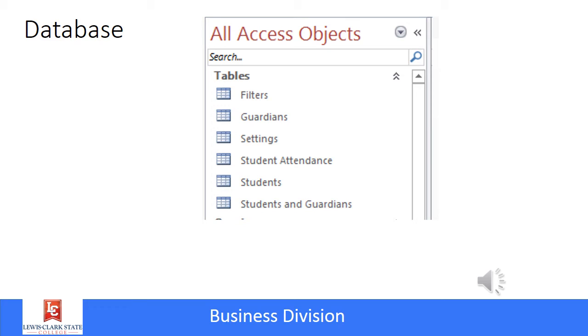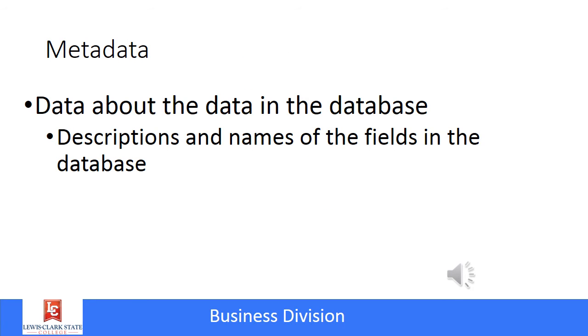So we have a table for filters, guardians, settings, student attendance, students and guardians. Another term that we threw out previously was metadata. And metadata is data that describes the data in the database. It seems a little bit confusing, but metadata simply says, okay, we have a first name field, we have a last name field, we have an address. It is descriptions also telling us what might go into a particular field. It's not the data itself, but it's simply the names and descriptions of the fields within the database.